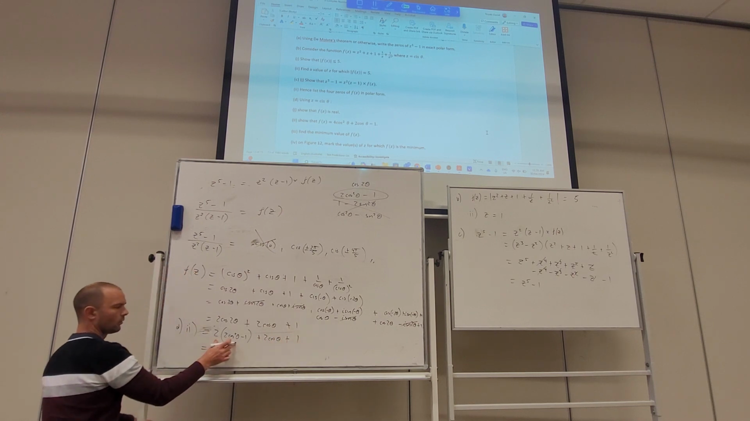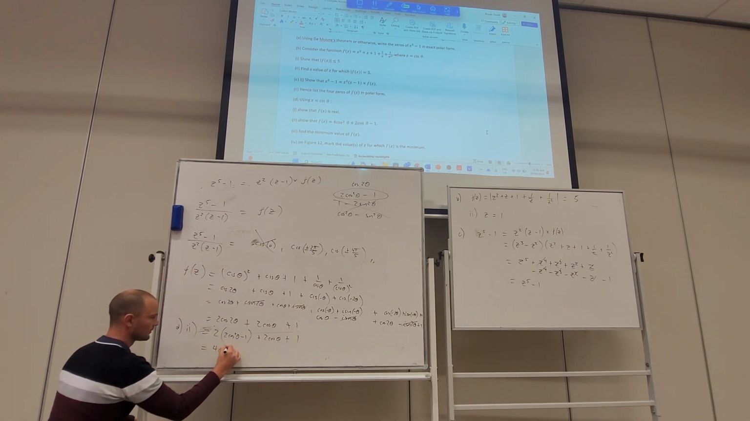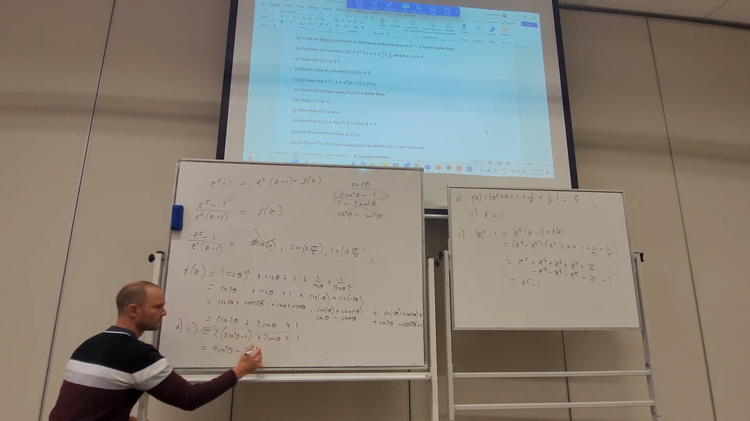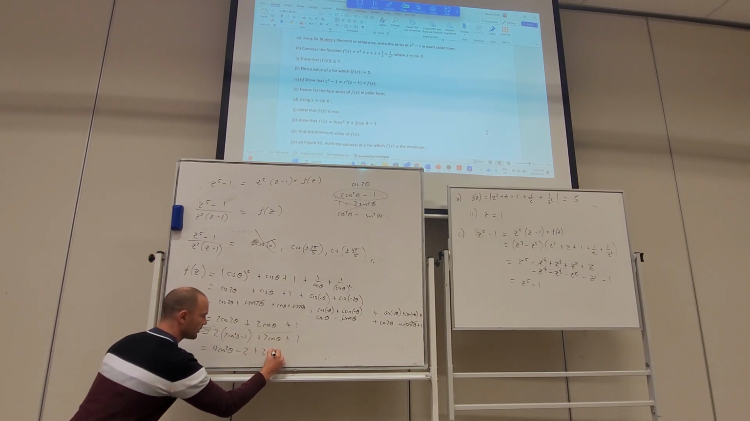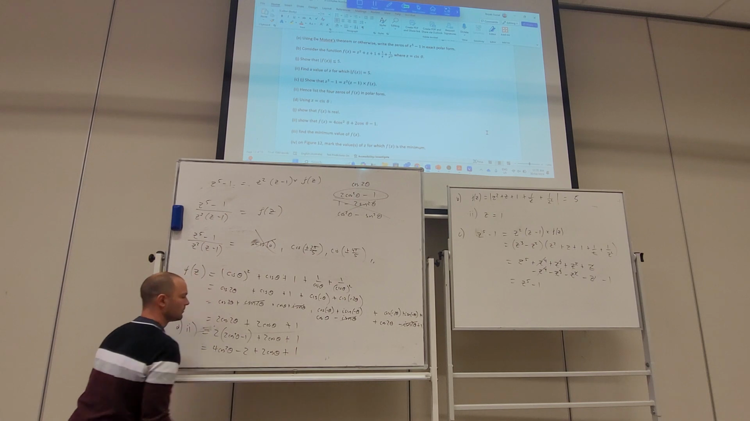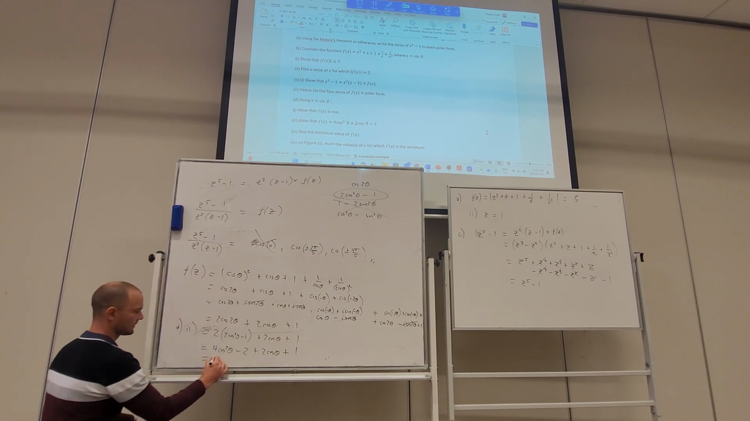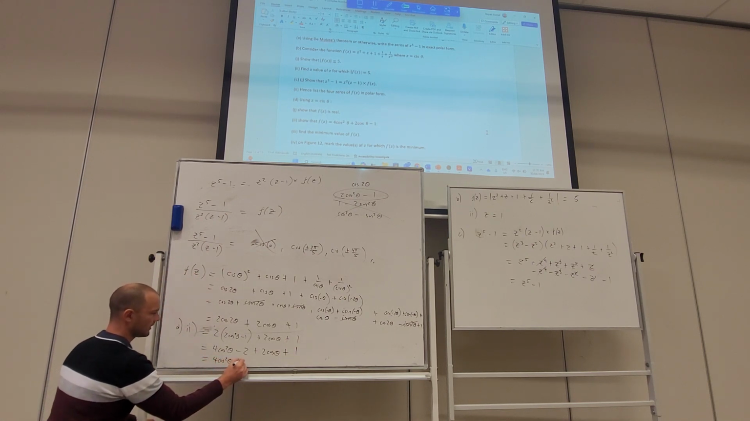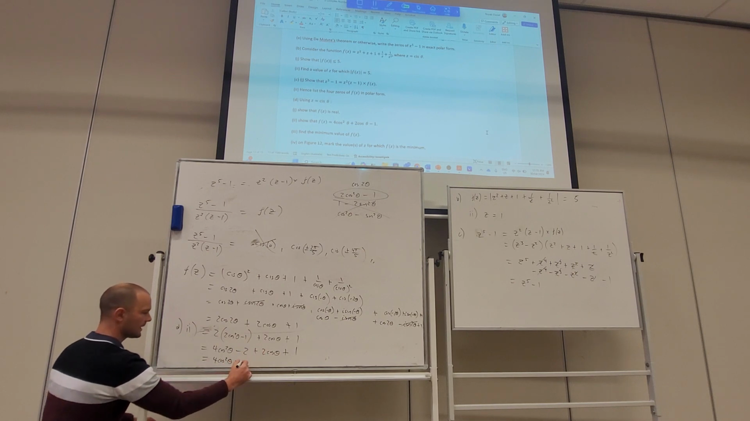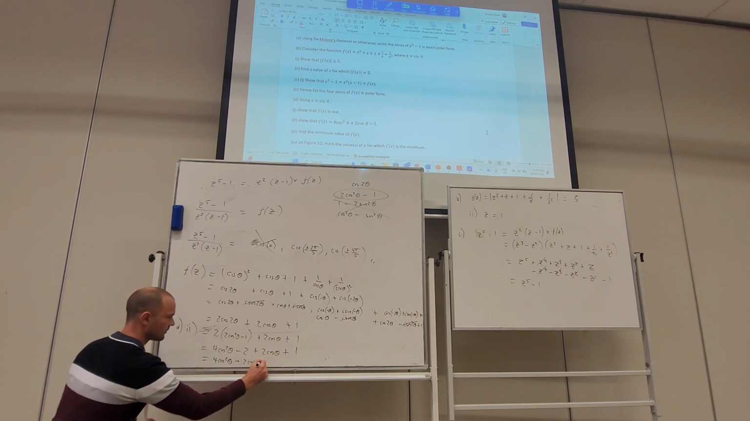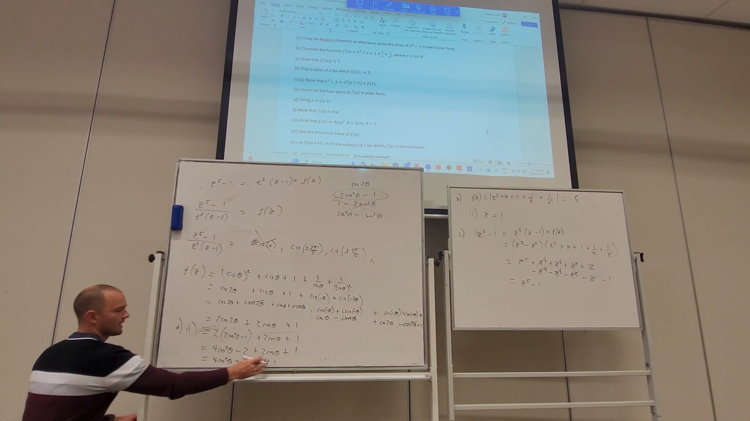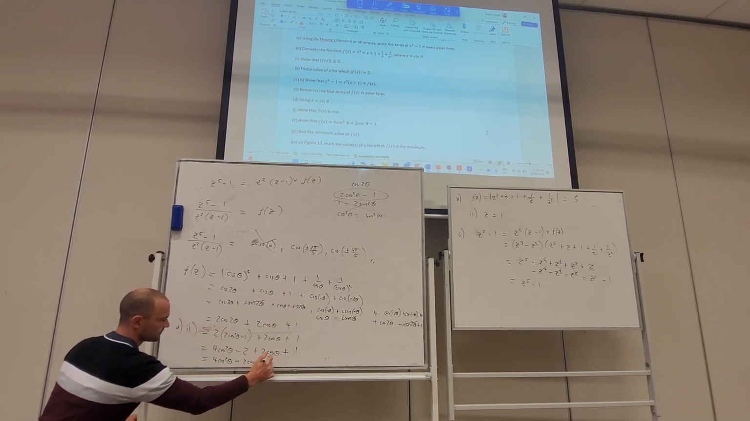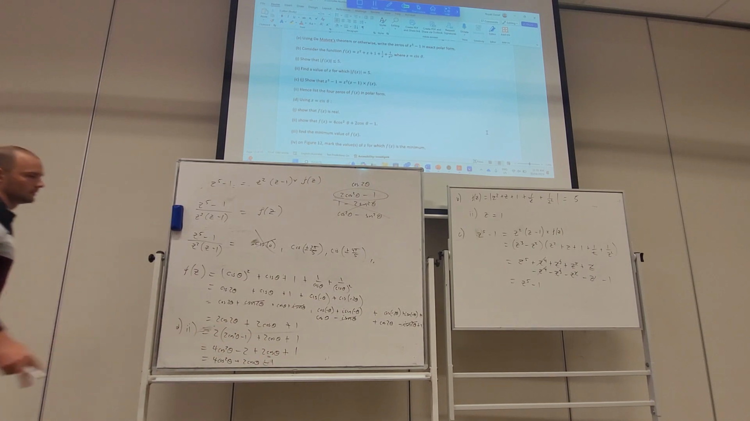Okay, that's going to give us 4cos²θ − 2, plus 2cosθ, plus 1, and then we just collect: 4cos²θ plus 2cosθ plus 1 − 1. Alright, happy with all that collection? Is it the same? Yeah.